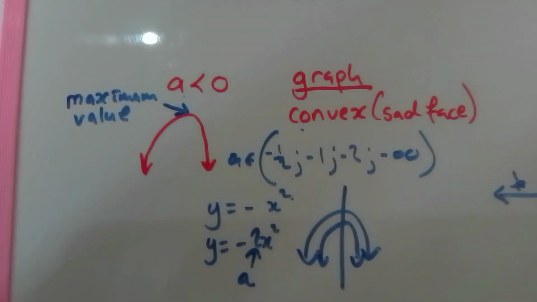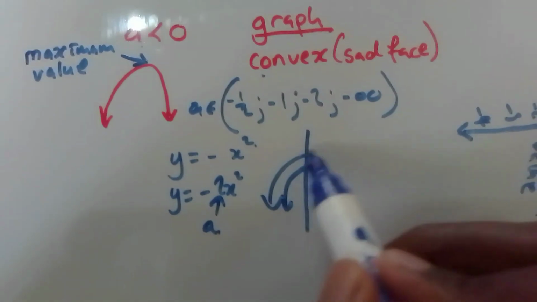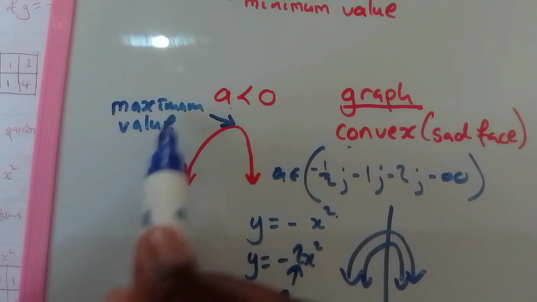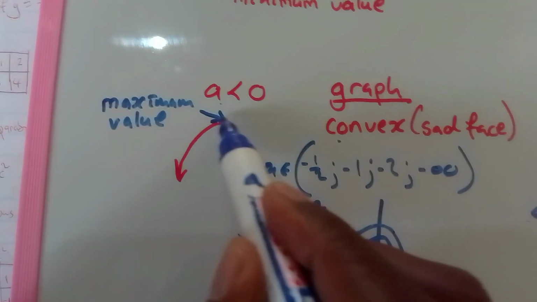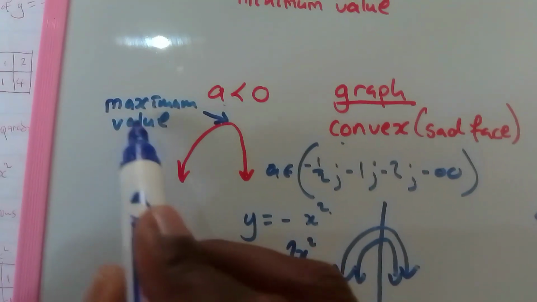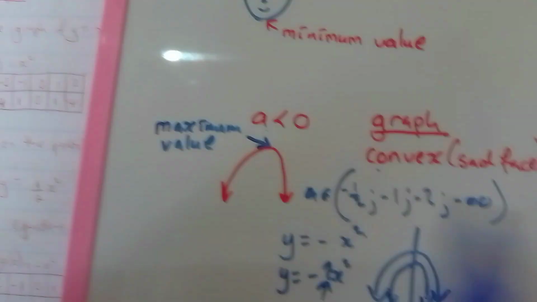Now, what happens? Observe where the graph is turning for this y. Here it's turning on top. So when you're at the top, we are now saying that the maximum value which you can get is here, where it turns.